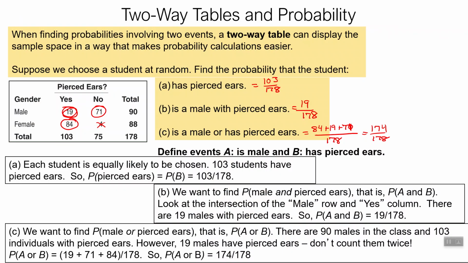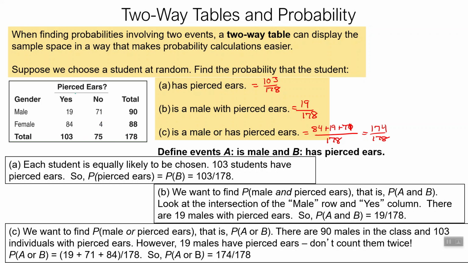Actually, let's go back here. There is another way we could do this part C. And actually there's two other ways. One is we could do the subtraction. We could do the 7 out of 178 subtracted from everything.